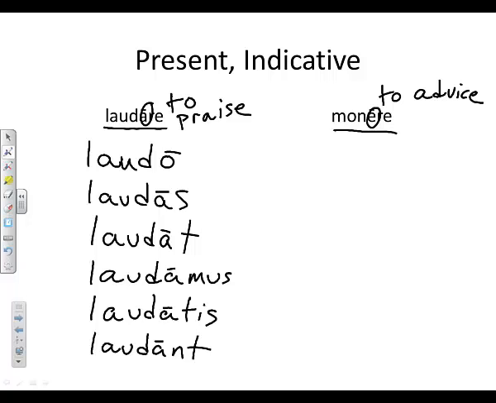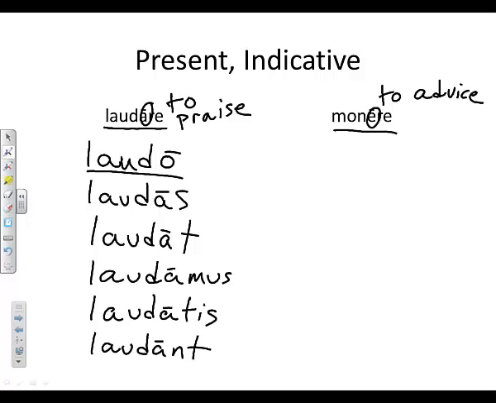So you can see this is all quite regular. Lauda plus s, t, mus, tis, and nt. So laudo, laudas, laudat, laudamus, laudatis, laudant. And the only exception is actually the first one, I praise, laudo. Same basic principle works here with monere, but it's a little bit different.